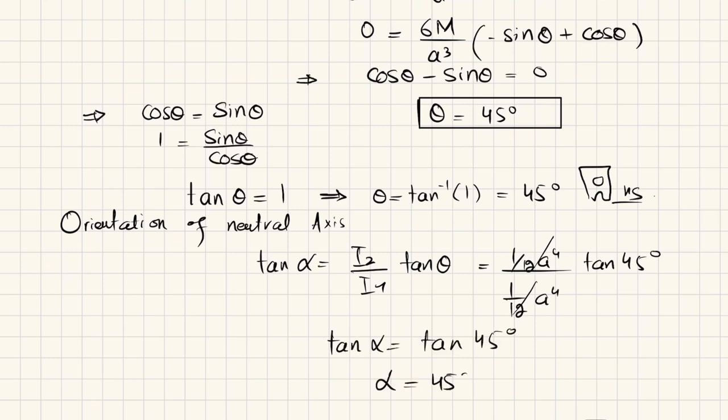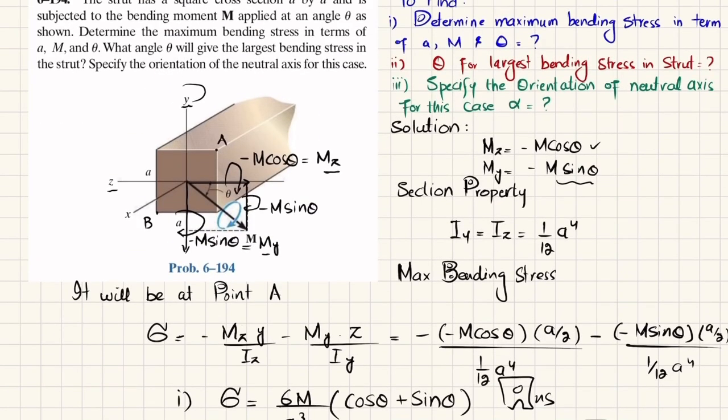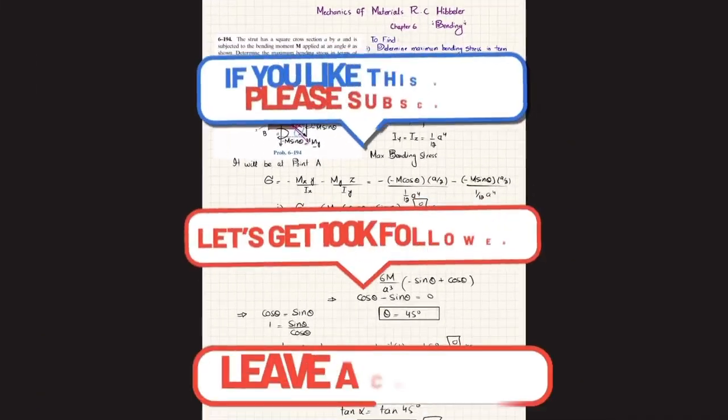So alpha is equal to 45 degree, which is the orientation of the neutral axis for this case. If I draw the orientation of the neutral axis, it will be like this. At 45 degree, you will take the orientation. So this is alpha, which is equal to 45 degree. And that was all about this problem 6-194.